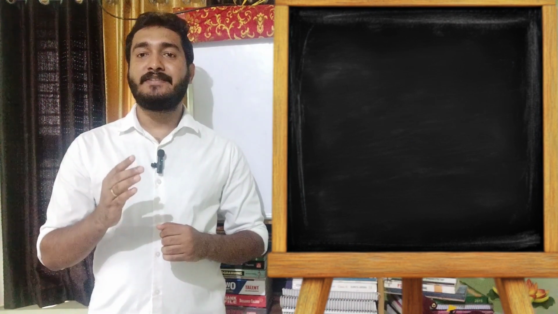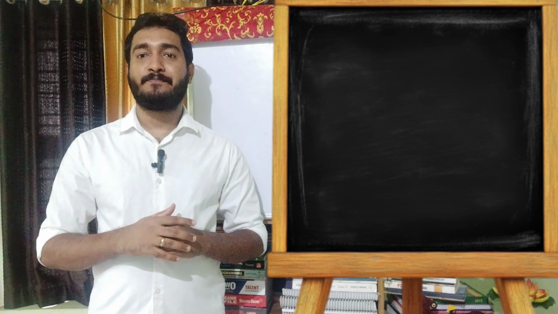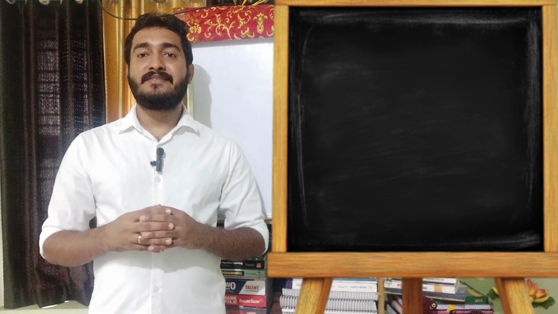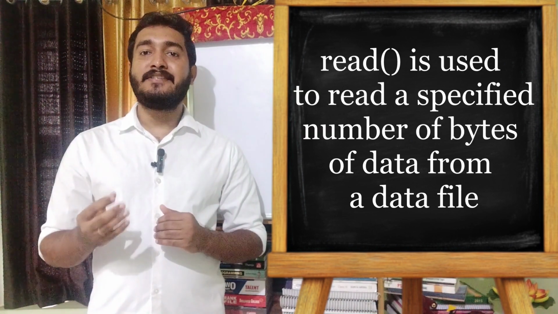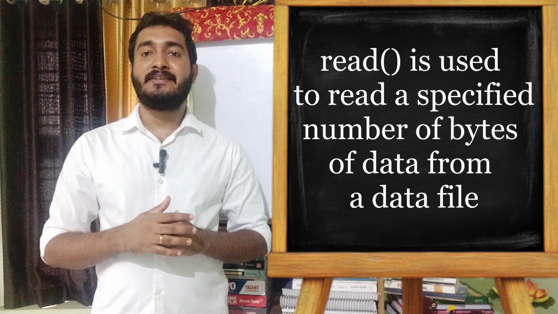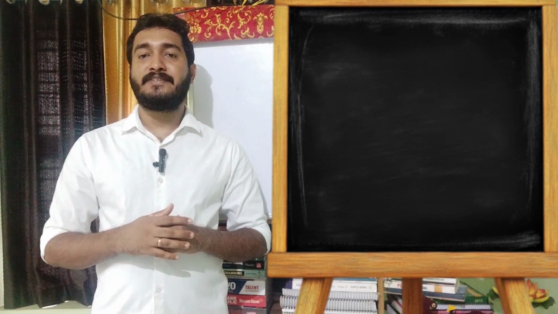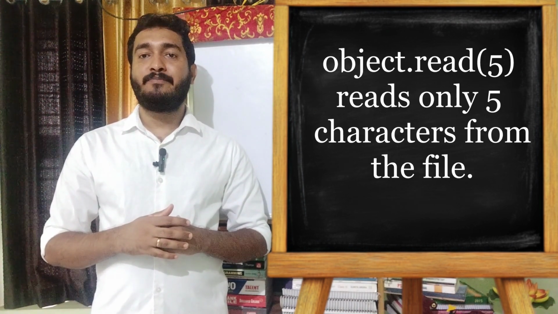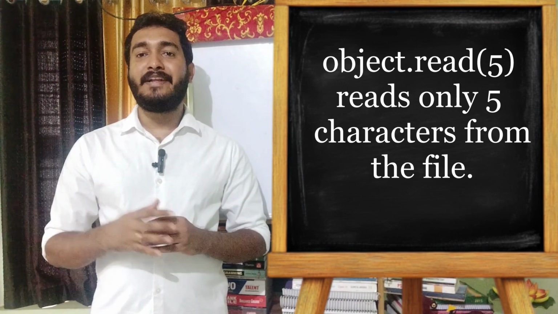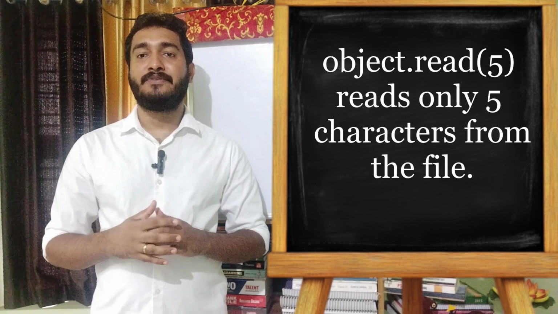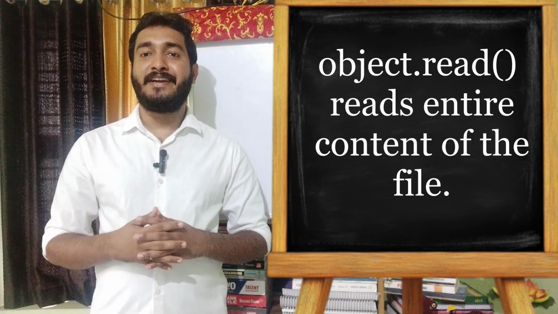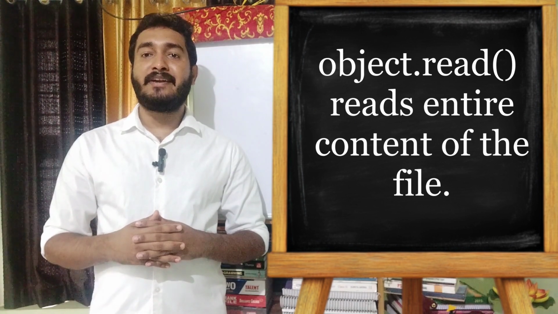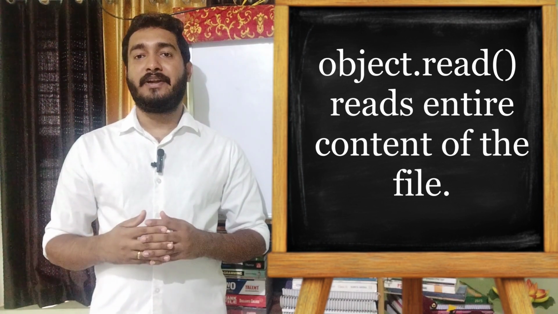Okay, first we will discuss the read method. Read method we also discussed in the last class. The read method is used to read a specified number of characters from a file. For example, if you write object.read(5), it will read only the first 5 characters of the file. If you don't pass any argument to the read method, it will read the entire content of the file.